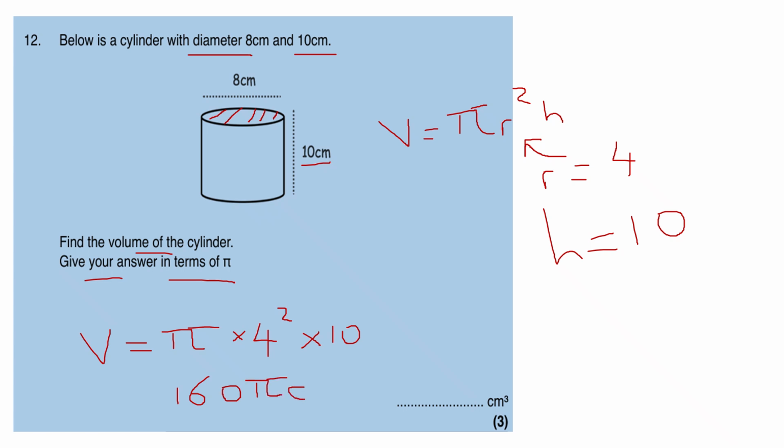And that's how to work out the volume of a cylinder. We do the area of the cross section, so in this case the area of the circle, and then we multiply it by its length or height. So 4 squared is 4 times 4, which is 16. 16 times 10 is 160, times it by pi is 160 pi. So this is now in exact form.